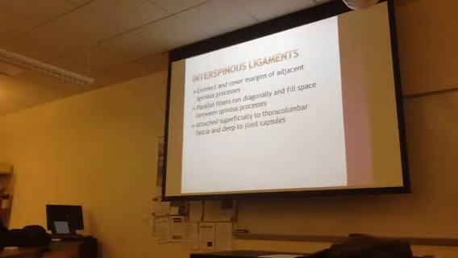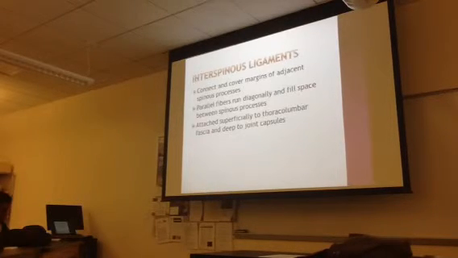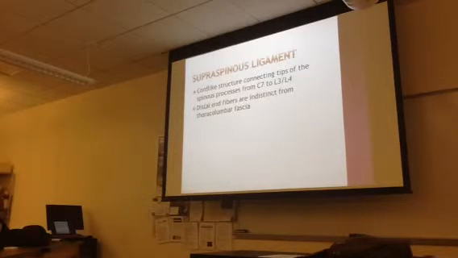Interspinous ligaments: parallel fibers run diagonally and fill the space between spinous processes. Convenient name, interspinous ligament to go in between the spinous processes. Supraspinous ligament, supra being above or outside, is a cord-like structure connecting the tips of the spinous processes from C7 all the way down to L3, L4. So interspinous is in between the spinous processes, and the supraspinous runs over the top, over the outside at the tips.